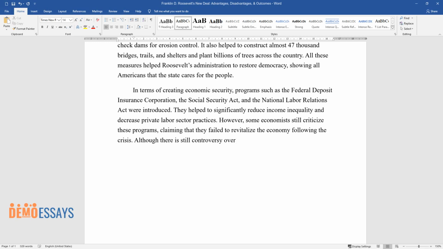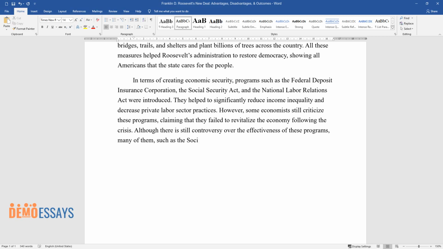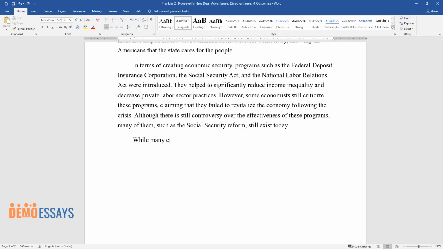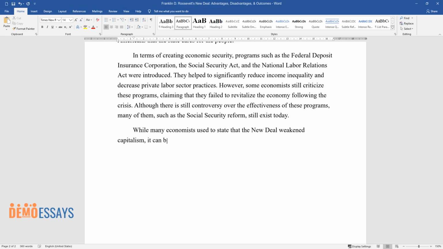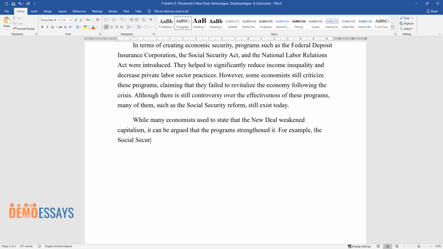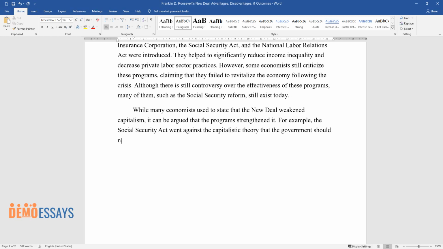Although there is still controversy over the effectiveness of these programs, many of them, such as the Social Security reform, still exist today. While many economists used to state that the New Deal weakened capitalism, it can be argued that the programs strengthened it. For example, the Social Security Act went against the capitalistic theory that the government should not interfere in areas of business and individualism of a capitalistic society.